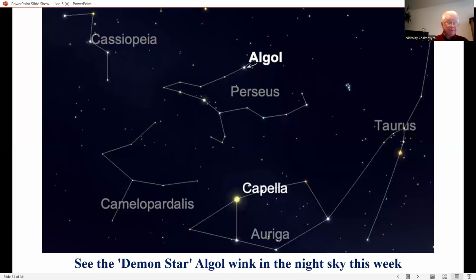Algol, or Beta Persei, is one of the best known eclipsing binaries because its eclipses are visible to the naked eye. Normally its magnitude is about 2.15, but its brightness drops to 3.4 during eclipses that occur every 68.8 hours. Also, the nature of the star was not recognized until 1783. Its periodic dimming was probably known to the ancients.